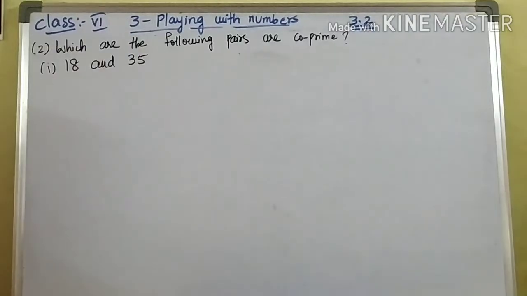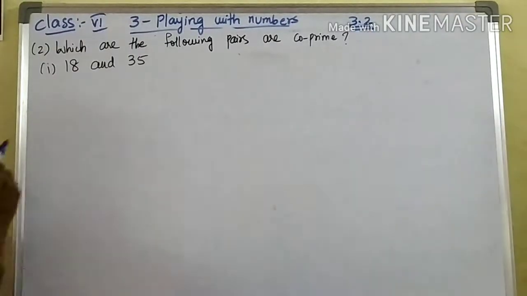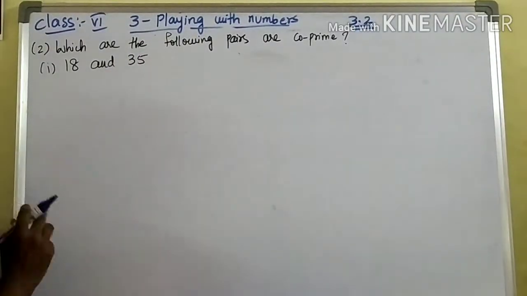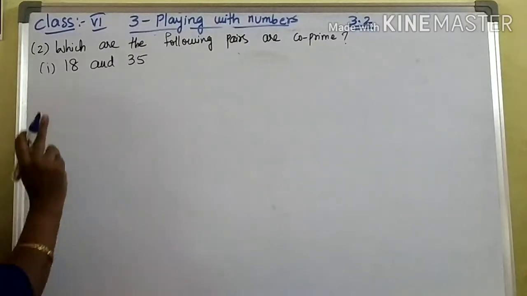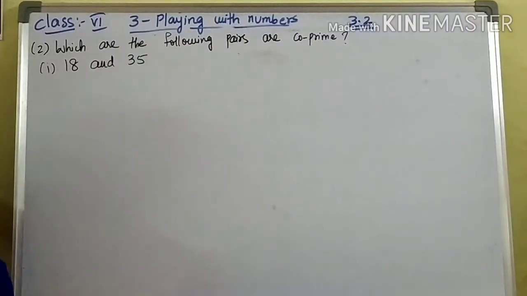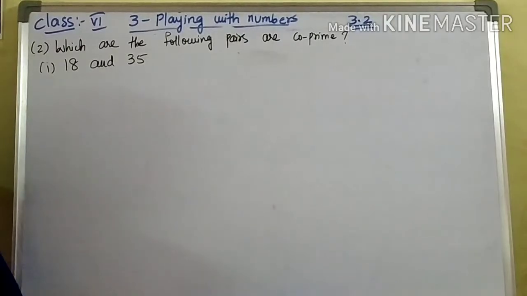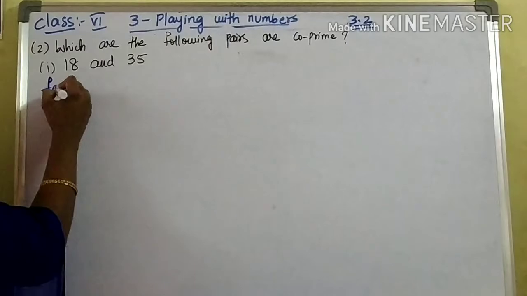Next, which of the following pairs are co-prime numbers? What are co-prime numbers, children? Numbers having only 1 as a common factor. It should have only 1. If 1 is the only common factor, then we call the two numbers co-prime numbers. The other name for co-prime numbers is relatively prime numbers. Now first we have to find the factors of the two numbers.